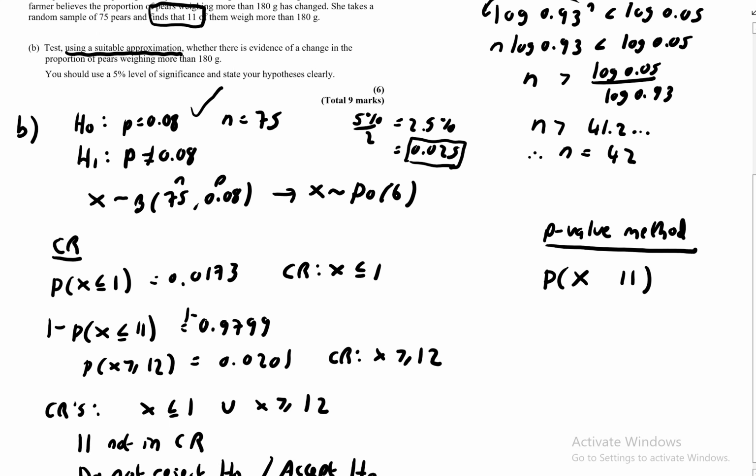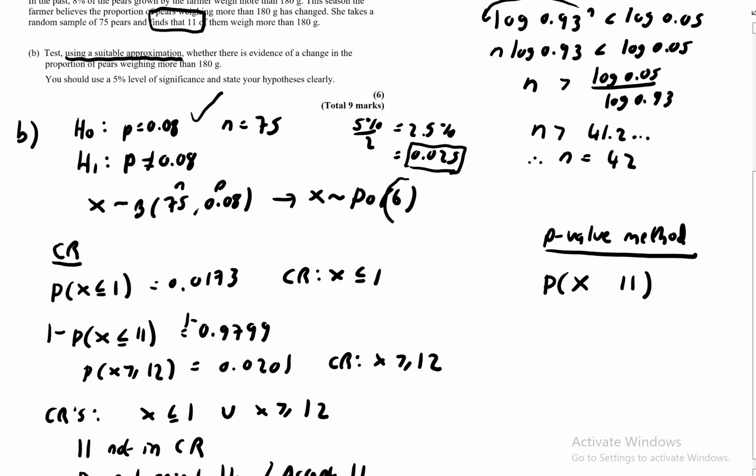So we were expecting, using our Poisson value of 6, we were expecting 6 of them to weigh more than 180 grams. We actually found that there were 11 of them weighing more than 180 grams. So you have to ask yourself, does it make sense to test that the proportion has increased or the proportion has decreased? Well, 11 is more than 6, so it makes sense to test that the proportion has gone up. So we use a greater than or equal to sign.